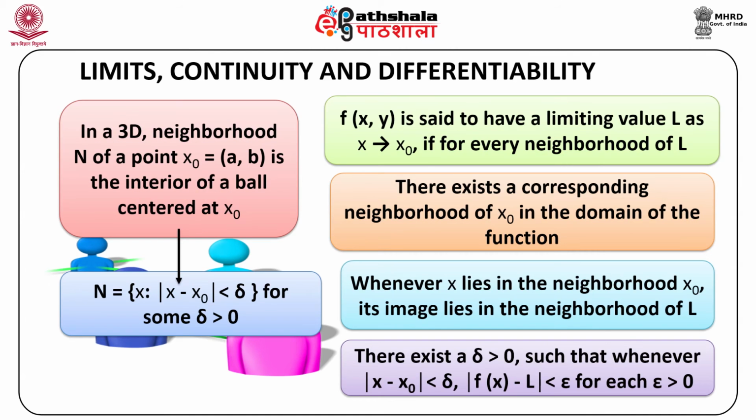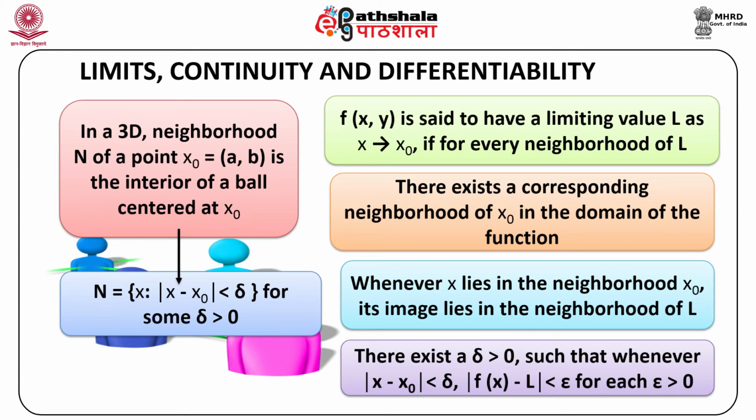To formally define limit, the concept of neighborhood needs to be extended to R3. In a three-dimensional space, the neighborhood N of a point x0 equal to (a, b) is the interior of a ball centered at x0. N is equal to the set of x such that modulus of x minus x0 is less than delta for some delta greater than 0.